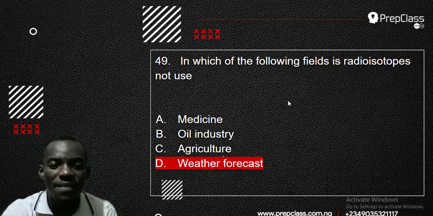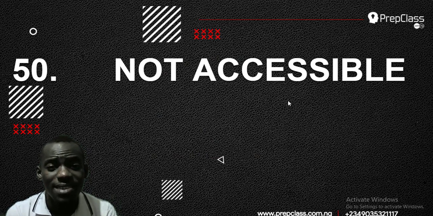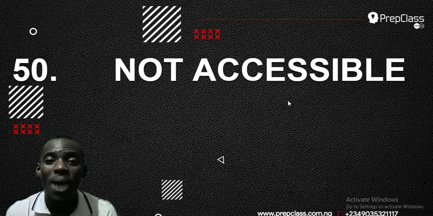Now let's take out number 50 now. Wow. Number 50 said not accessible. That means that the question is not in a past question. So this is going to be where we will stop.